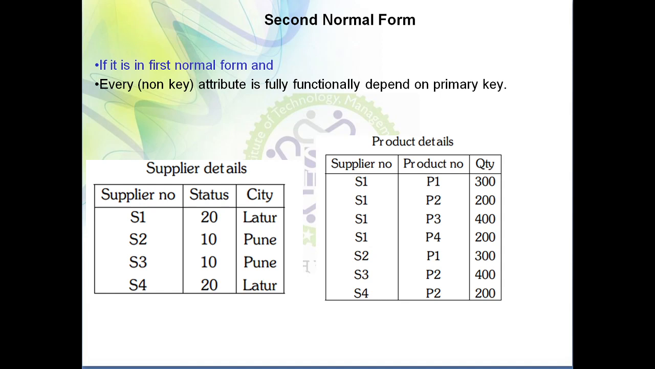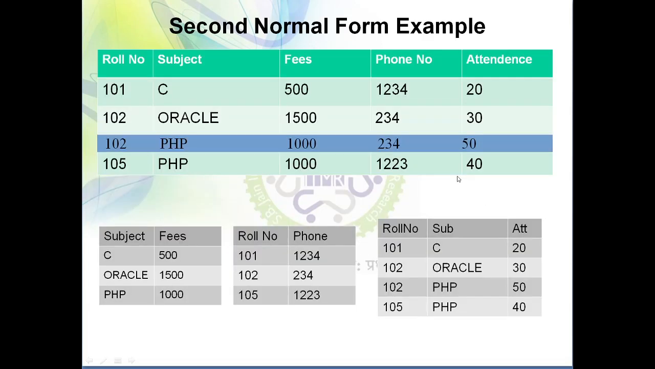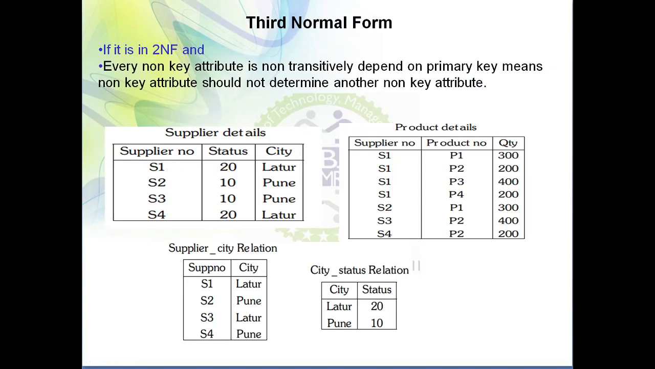Now next is the third normal form. We want to check whether our table is present in the third normal form or not. So first of all, we understand the conditions. What are the conditions for third normal form? Again two conditions. The first condition is your table should be in the second normal form, and the second condition, every non-key attribute is non-transitively dependent on the primary key. Means a non-key attribute should not determine another non-key attribute.